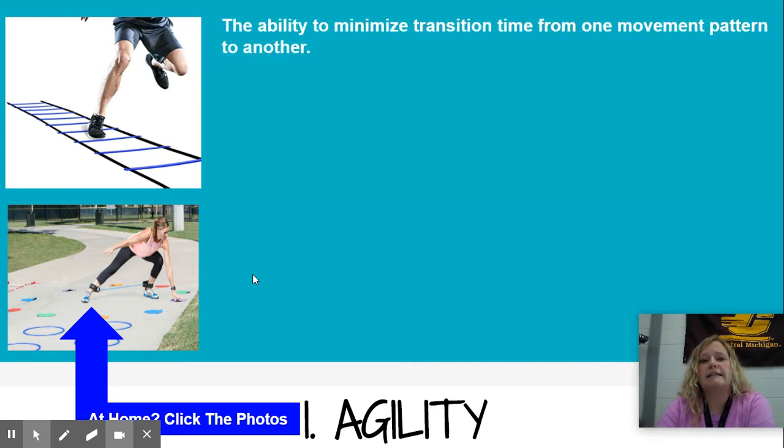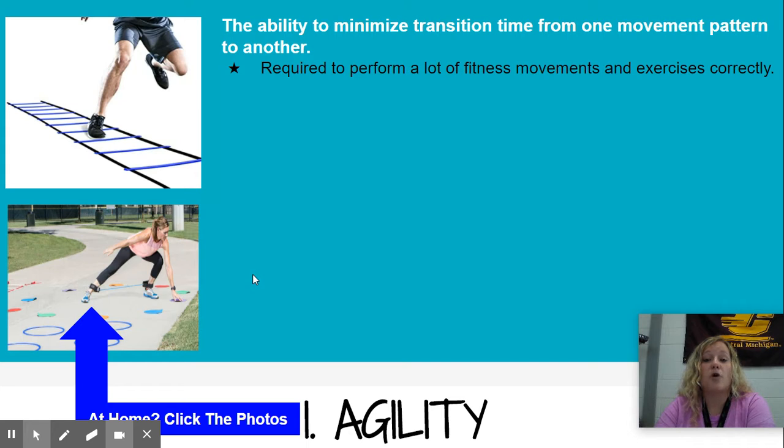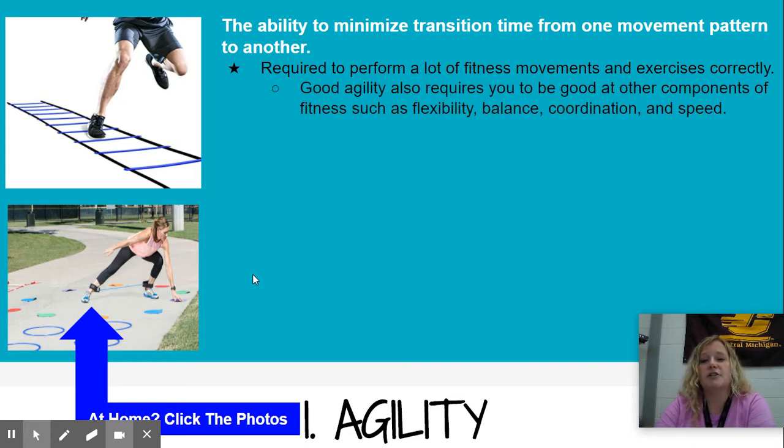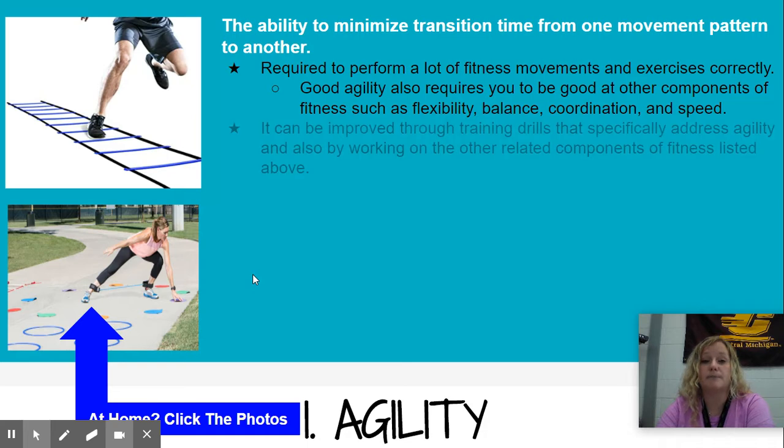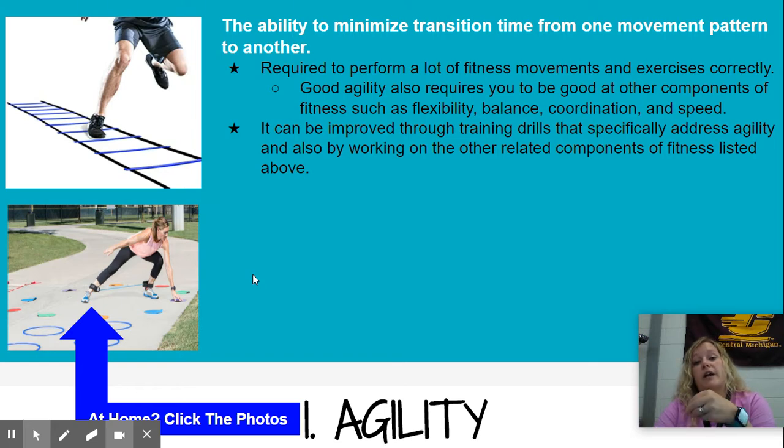So agility is basically minimizing transition time from one movement pattern to another. It's required to perform a lot of fitness movements and exercises correctly. And good agility also requires you to be good at other components of fitness as well, such as flexibility, balance, coordination, and speed. It can be improved through training drills that specifically address agility, but it can also be trained through the other health-related components that I mentioned above, like flexibility and coordination.